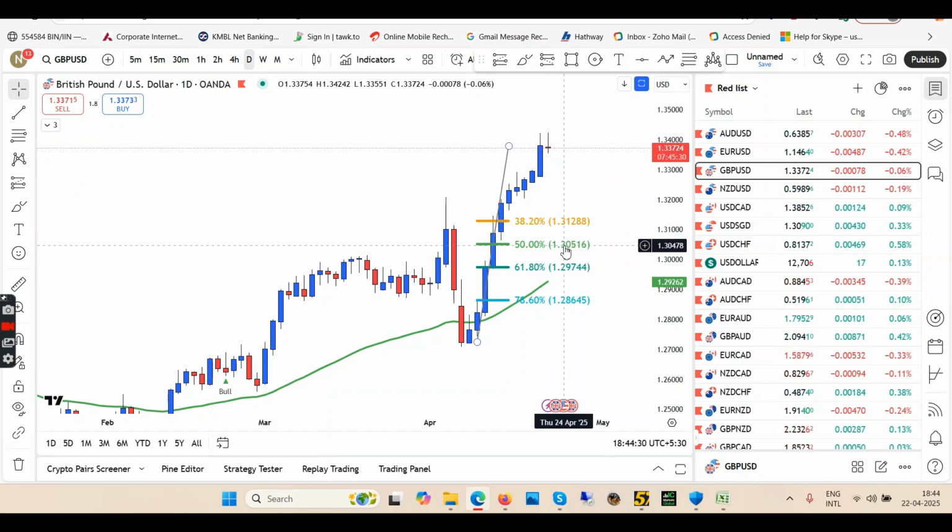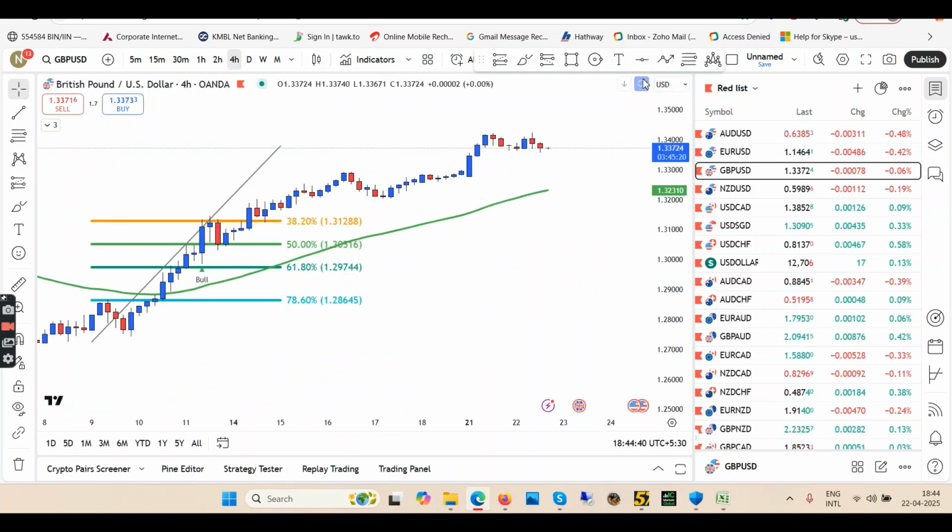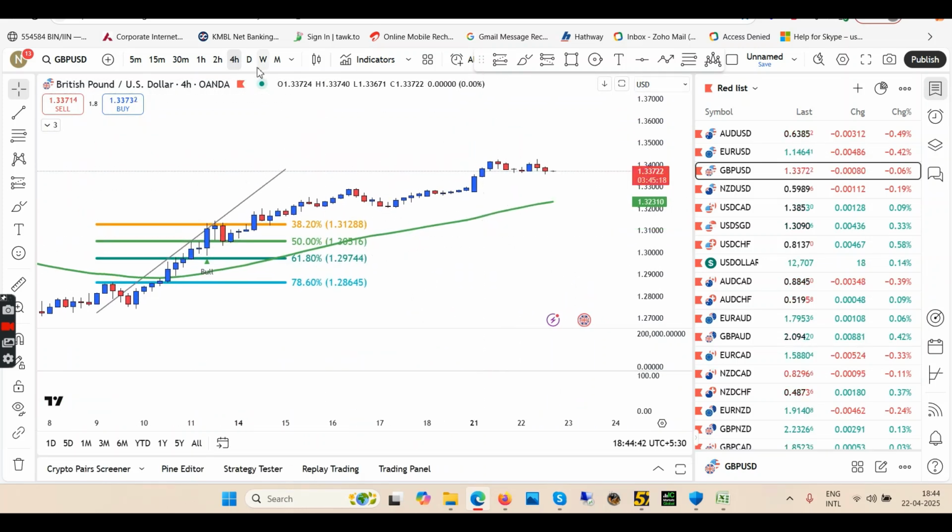Then if you have the pullback until 38% or 50%, so if you have the red candle coming down here and then you have one more red candle going up, then you have to come to 4 hour as well, and at that time you have to check if your 4 hour is also in the uptrend or not. So it's a long way to go right now.